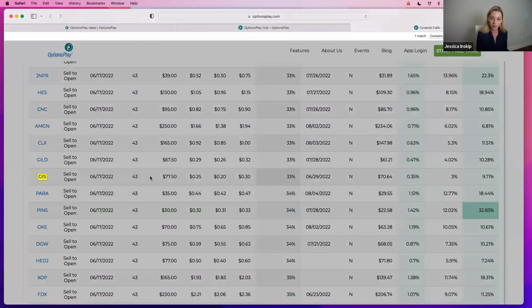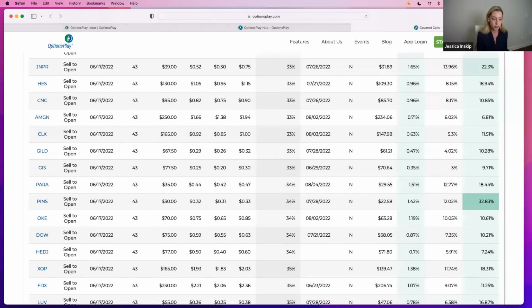So this one here is what I chose. And then you click that and it'll preload it into the platform. So that's what we're analyzing today. A lower implied volatility rank. This gave me a recommended strike price.